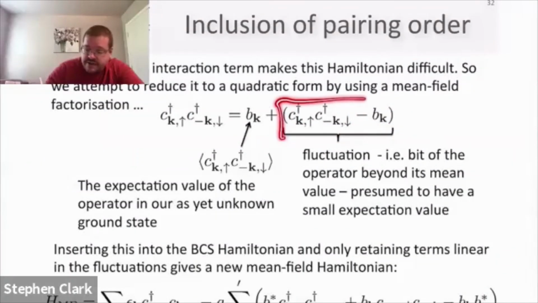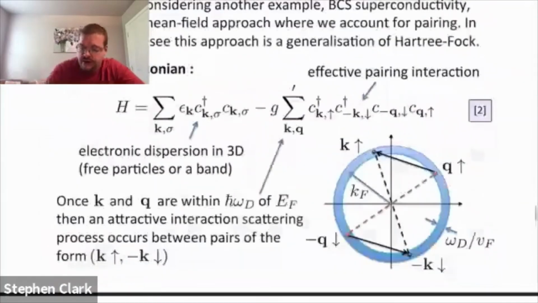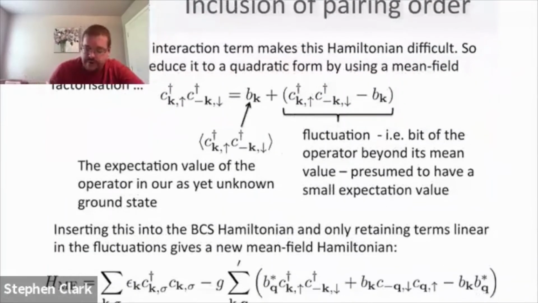So whatever this thing is, this is an operator that's called the fluctuation. It's the bit of the operator that goes beyond its mean value in the unknown ground state that we're trying to find. And this is the expectation value of this operator in the unknown ground state that we're trying to find. And if we insert this expansion, which is by no means a trivial thing to do, into the original Hamiltonian up here, and we ignore any term that involves the fluctuation squared. Okay, so we insert this, but we get rid of anything that involves the fluctuation squared.